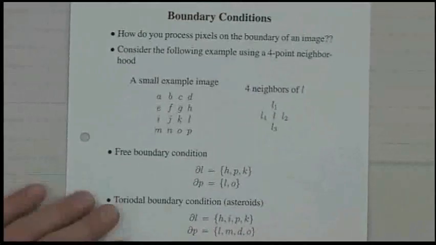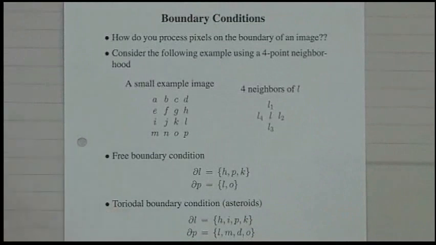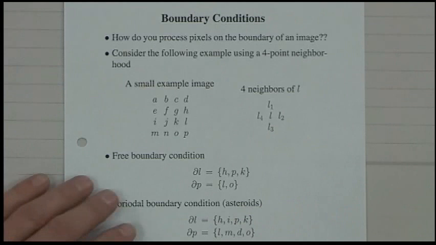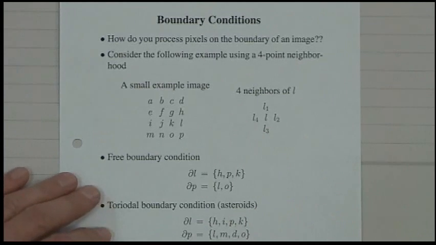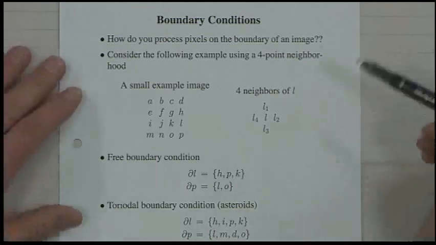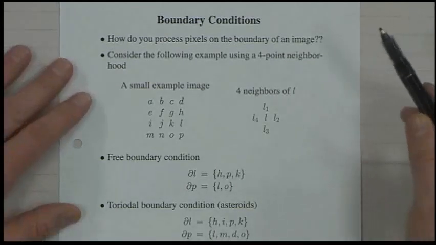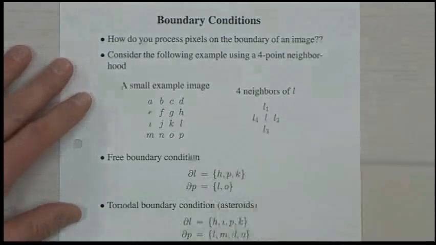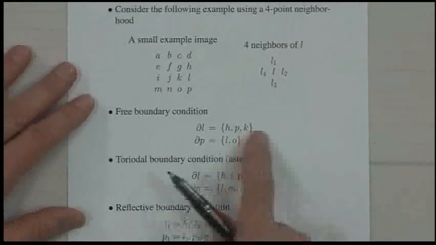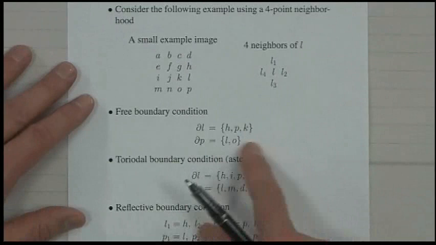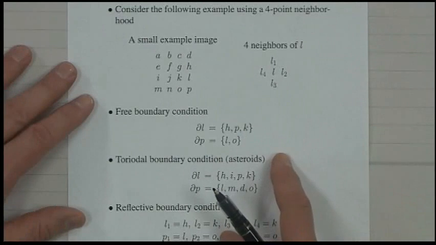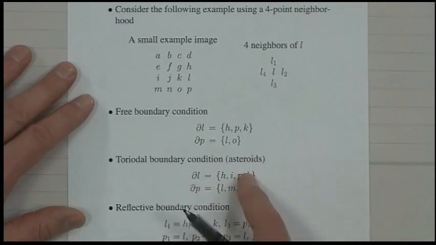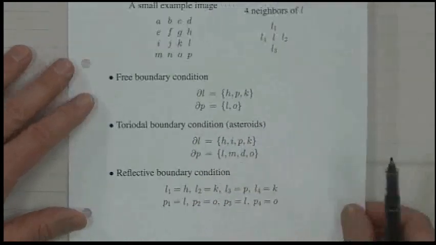Boundary conditions. I know that people often get upset about boundary conditions because when they go to process their image, they're not sure what to do when they get to the boundary. Part of the answer is it doesn't really matter that much, practically speaking. But not always. Sometimes it does. But there are a few standard things people do. One is a free boundary condition, where you pretend the values outside of the image are 0. You can use a toroidal boundary condition, or you can use a reflective boundary condition.